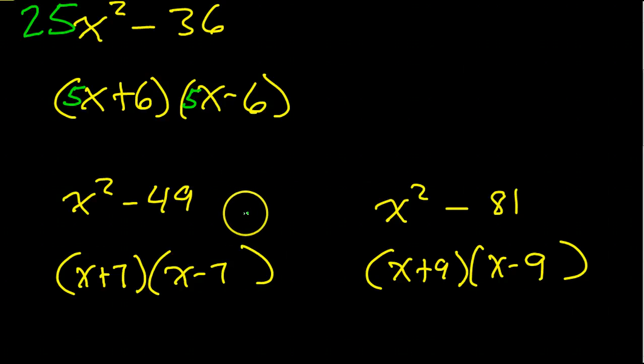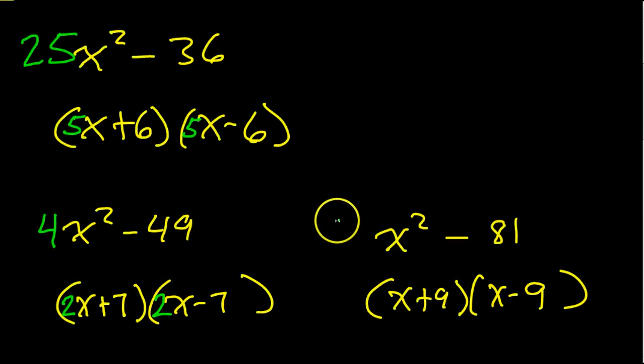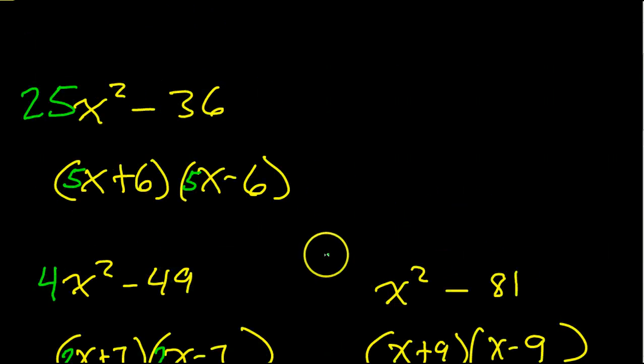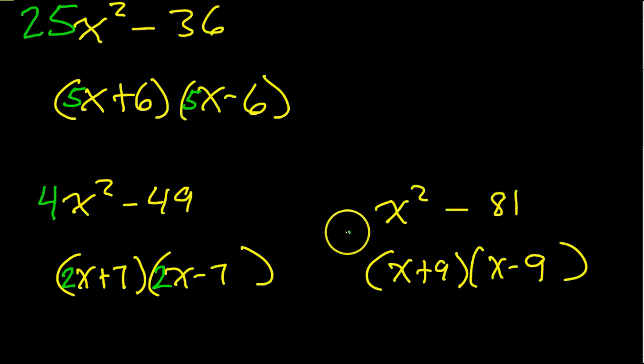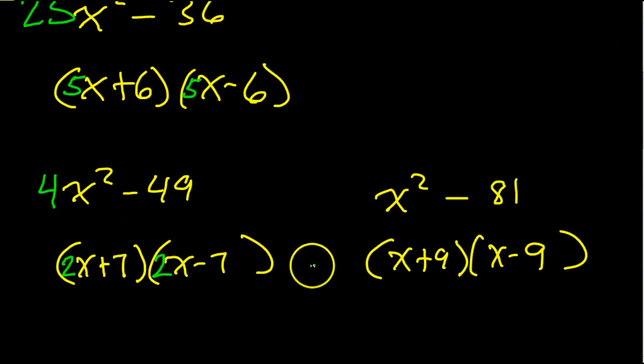Okay, let's see, what else have I not used yet? What if this was 4x squared minus 49 instead of just x squared minus 49? What would I have now? Well, this would have to become 2x plus 7 and 2x minus 7. You simply factor the 4 down. Alright, have I left anyone out? Oh yeah, well, alright, the 9 is already there. Okay, you get the point.